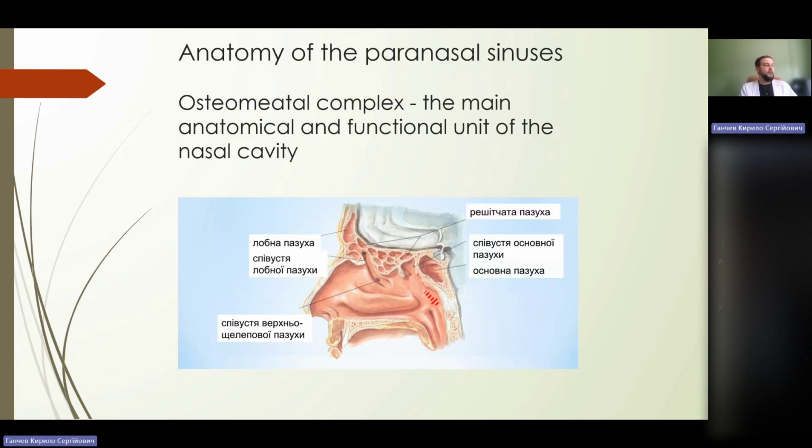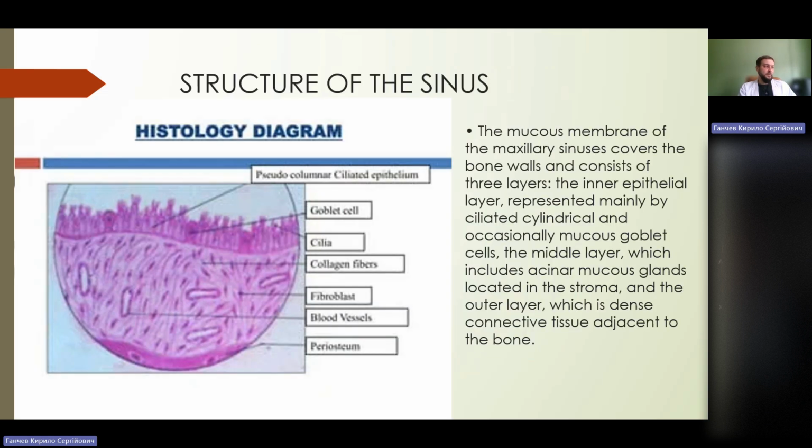Is that clear? Okay, anatomy of the paranasal sinuses. We have the osteomeatal complex, the main anatomical and functional unit of the nasal cavity. It's more connected not with dentistry, but still with ENT therapy, right? The structures of the sinus. A very interesting thing here is the type of cells.